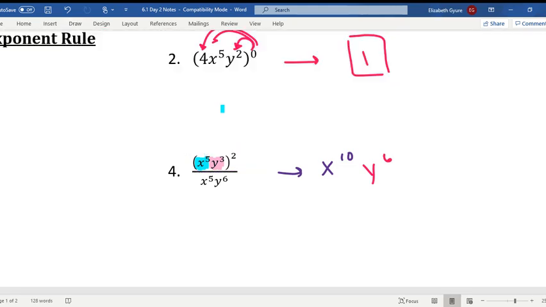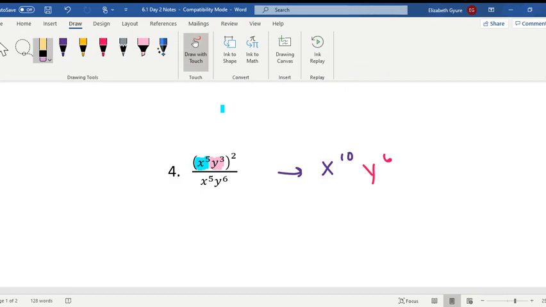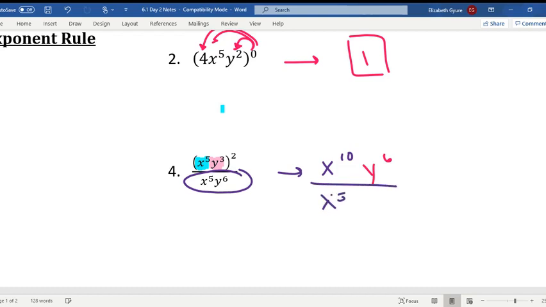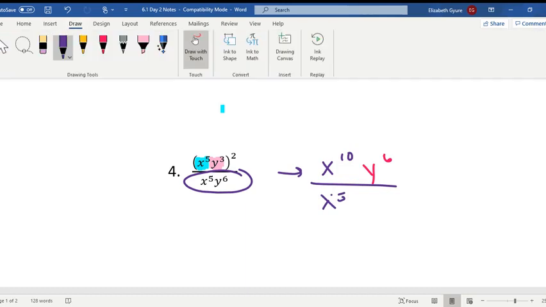All right, now let's take a look at the bottom. Is there anything that can happen there yet? Hayden says, no, I agree. I just see x's and y's. I can't do anything with them. I don't have any products. I don't have any things that match. So I'm just going to bring them over. X to the 5th. Sorry, my stylus is off.